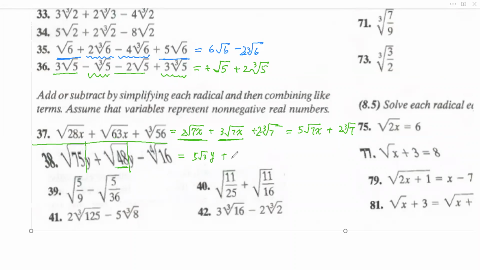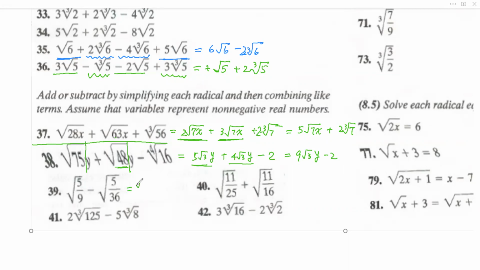48 is 16 times 3, right? Square root 16 is 4, so 4 square root 3y. And the last one here is 16 fourth root, so it became 2, right? So right now we can combine like radicals. Here you can see this part is like, so you can go to 9 square root 3y minus 2. Right, that's much easier.